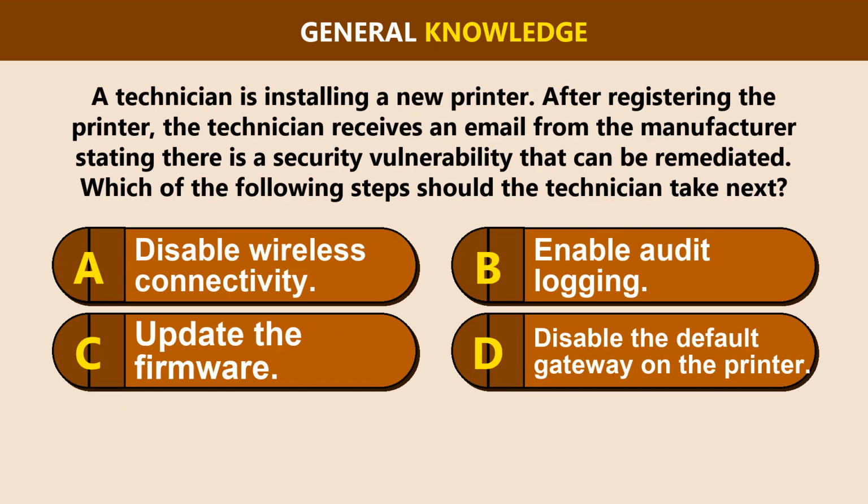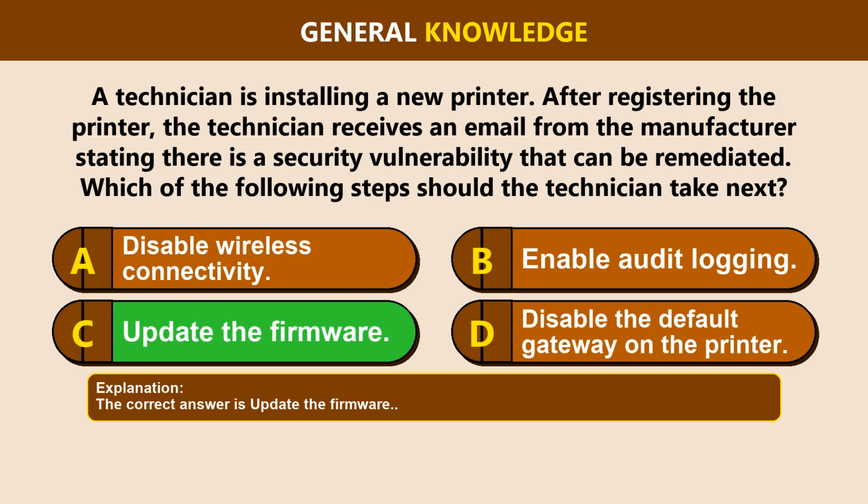Question 25. A technician is installing a new printer. After registering the printer, the technician receives an email from the manufacturer stating there is a security vulnerability that can be remediated. Which of the following steps should the technician take next? Option A, disable wireless connectivity. Option B, enable audit logging. Option C, update the firmware. Option D, disable the default gateway on the printer. The correct answer is option C, update the firmware.